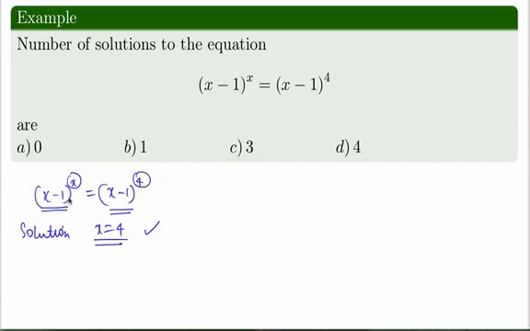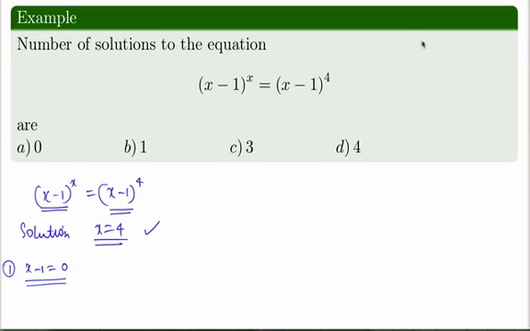These two powers might be equal, rather this raised to this, x minus 1 raised to x and x minus 1 raised to 4, they might be equal because x minus 1 is equal to 0. This is one of the possibilities. If x minus 1, that is this denominator, this base, becomes 0, then 0 raised to anything is what? 0, except when the power is 0.